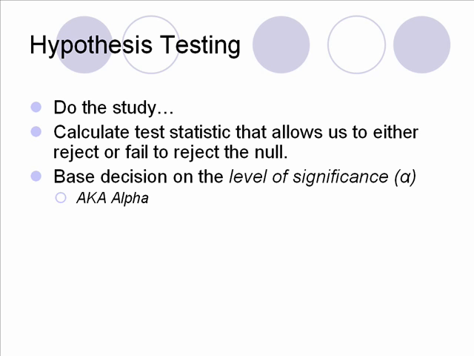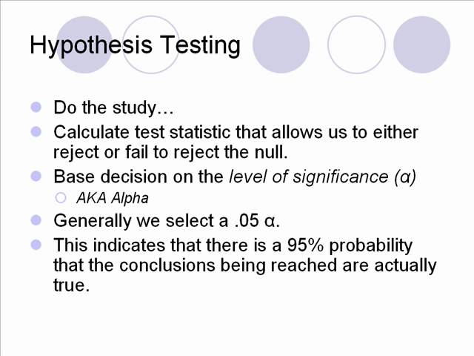Now, how we make this decision is based on a statistical term called level of significance. That little symbol there is a Greek letter called alpha. That's why this is also known as alpha. Chapter 7 in the textbook talks a whole bunch about this stuff. Basically, when I get to the next slide, I'll kind of explain that. We generally select a 0.05 alpha. And what this indicates is that there is a 95% probability that the conclusions being reached are actually true.